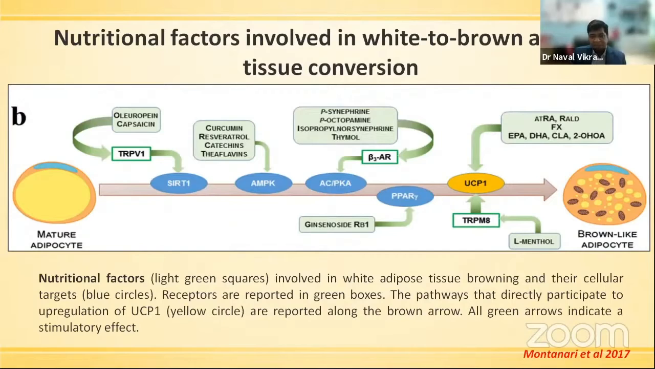Now, here is just a summary of a few nutritional factors which may be involved in white to brown adipose tissue conversion. These various nutritional factors act through several pathways, that is SGLT2, AMP kinase, PPAR gamma, increasing UCP1 and converting the white adipocyte into the brown or the beige adipocyte.